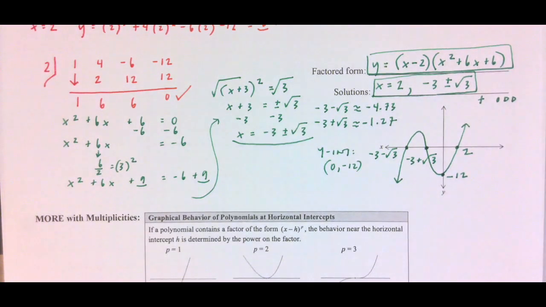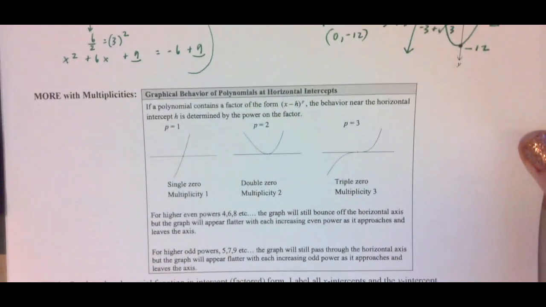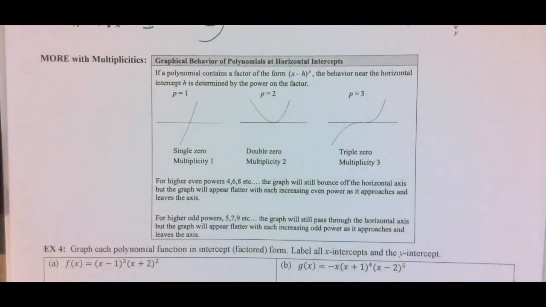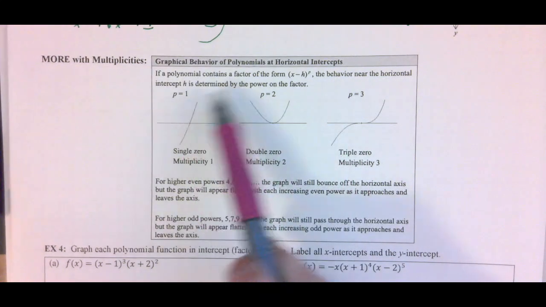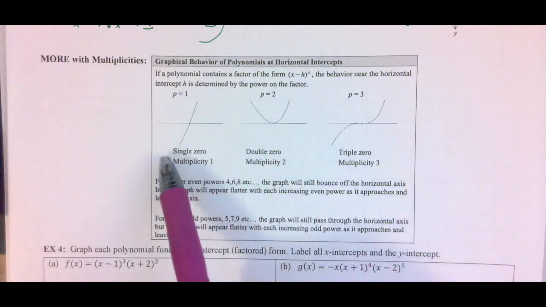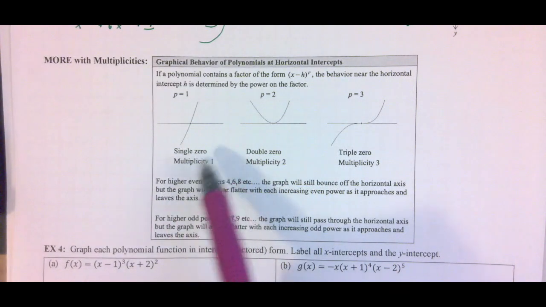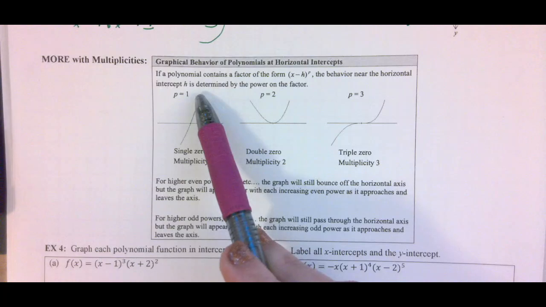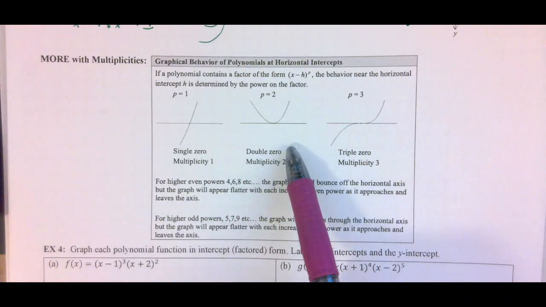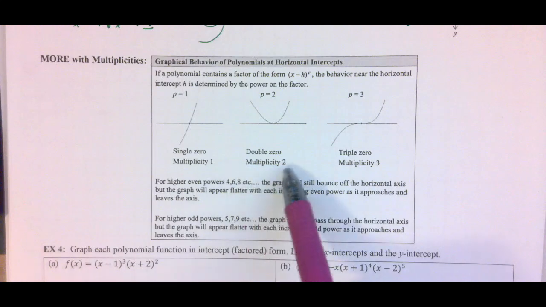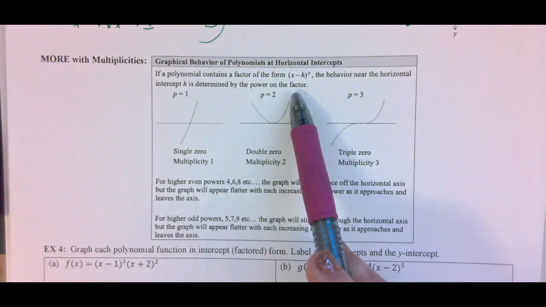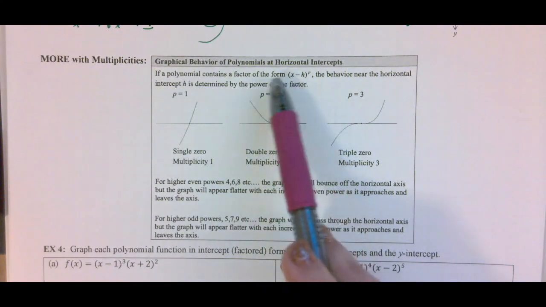Okay. Last thing to do is a little bit more with multiplicities. So looking at graphical behavior of polynomials at horizontal intercepts. So we know that when we have multiplicities, duplicate solutions, right? We've seen that when we have a multiplicity of 1, so not a duplicate, it's a single zero, it just crosses through the x-axis. And we've seen double roots, double zeros, multiplicities of 2, where it bounces off of the x-axis. So that's actually true every time we have something that's even.